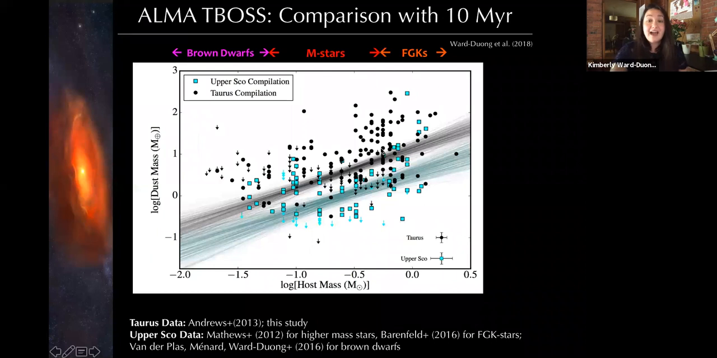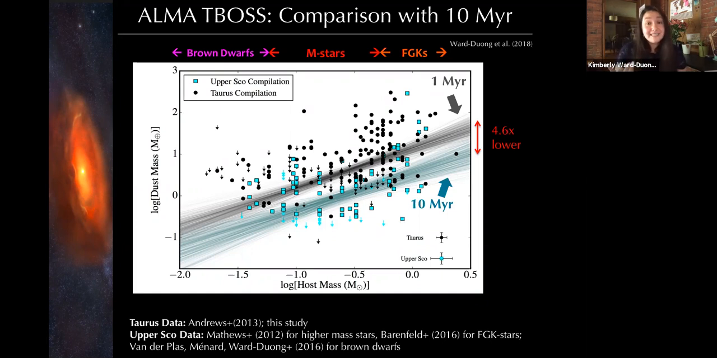So what we're looking at now, all the black points, are all of the objects in Taurus, all the 1 to 2 million year old systems. And then the teal points are an older star forming region, Upper Scorpius, which is roughly 5 to 10 million years. And although there's a huge spread at any given mass, you can see that there's actually a decline in the amount of dust by about a factor of 5.